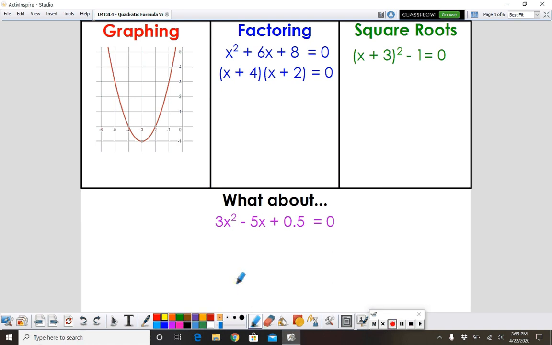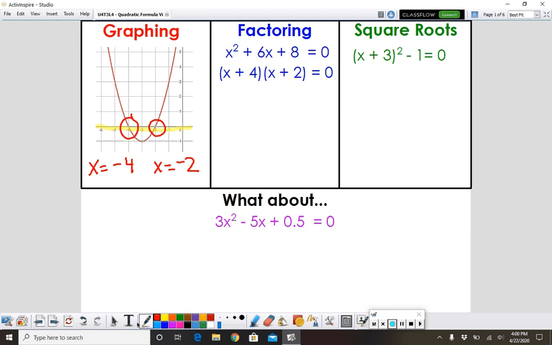So far you've learned 3 different methods for solving quadratic equations. The first method we talked about was graphing. In order to use graphing, what you're looking for is where that parabola crosses your x-axis. So we can see here we have 2 solutions. One is where x equals -4, and the other is here where x equals -2.